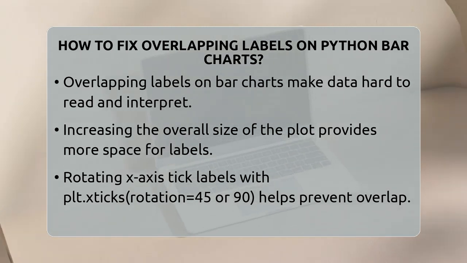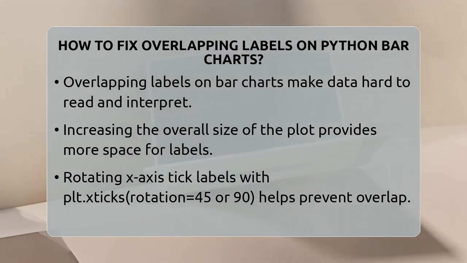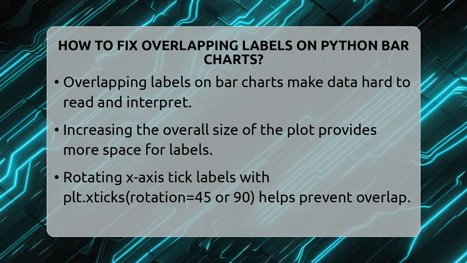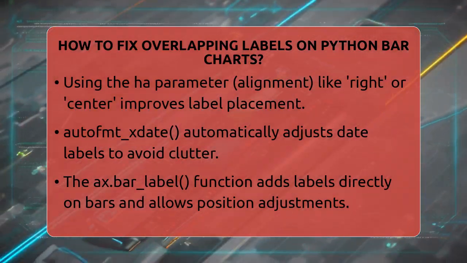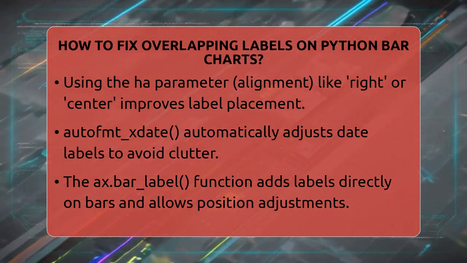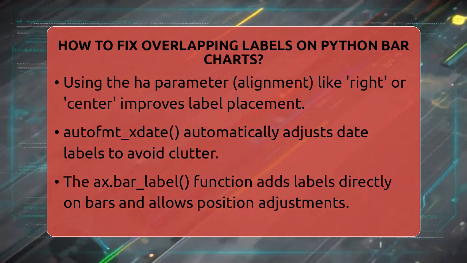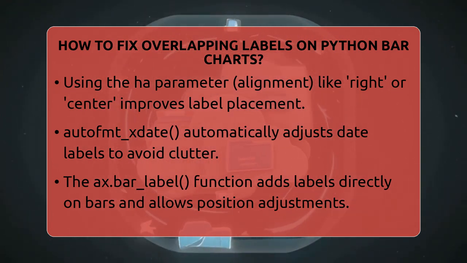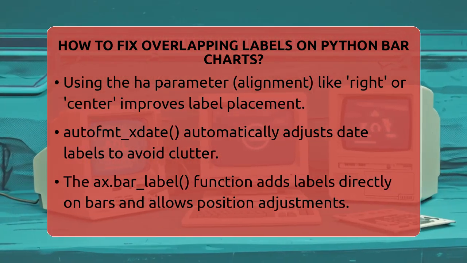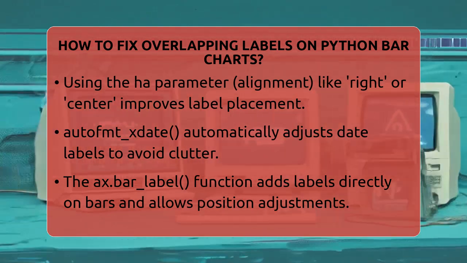Next, rotating the tick labels on the x-axis helps a lot. Using plt.xticks, rotation=45 or rotation=90 tilts the labels diagonally or vertically, which prevents them from stacking horizontally. You can also align the labels better with the ha parameter, setting it to right or center. This way, labels won't spill over into each other.